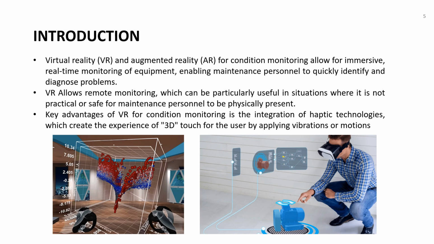One of the key advantages of VR for condition monitoring is the integration of haptic technologies, which create the experience of 3D touch for the user by applying vibrations or motions. This can be particularly useful in training maintenance personnel and familiarizing them with the equipment, which will reduce the risk of errors. VR has already been used in a variety of fields, including education and landscape design, but the application in industrial settings is still relatively limited.